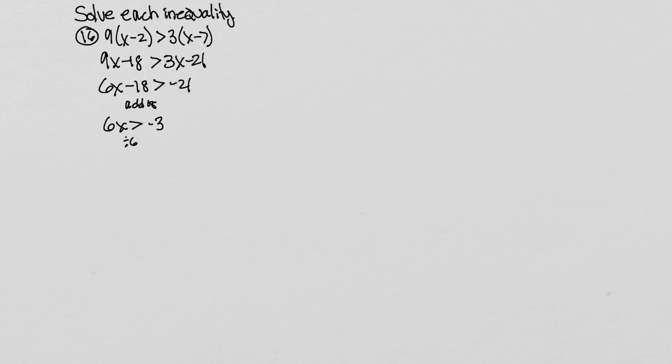Now we're going to divide by 6. Alert, but we're dividing by a positive. We're dividing into a negative, but that's not a problem. The only time we need to change this sign is if we multiply or divide by a negative. We're dividing by a positive. So we're going to get x strictly greater than negative 3 over 6, and when we reduce, we'll get x strictly greater than negative 1/2.